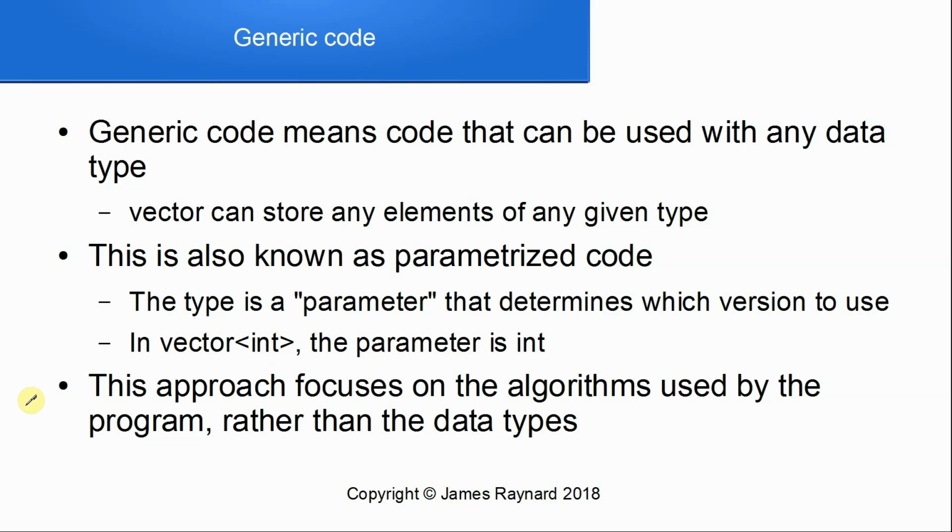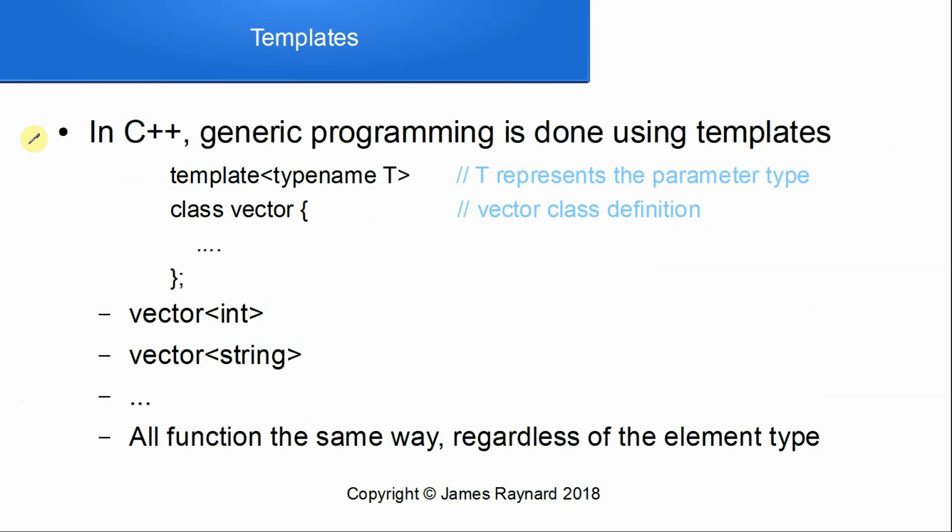So the advantage of this is that we can concentrate on the algorithms the program is using for processing data, rather than being focused on what type of data we're working with. And as you've probably guessed, in C++ we use templates for doing generic programming.